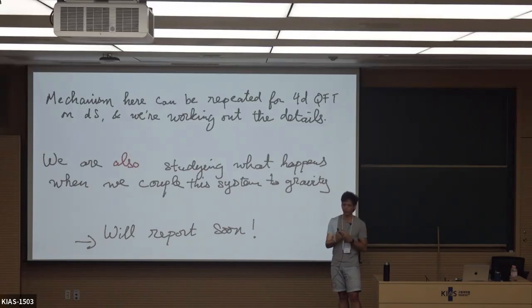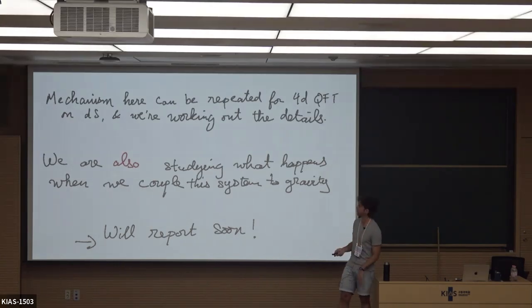If you can find a theory that has that, then with high likelihood you have spontaneous symmetry breaking for this theory. Any such theory would exhibit spontaneous symmetry breaking. In fact, we're now trying to repeat this for 4-dimensional QFT on de Sitter, which would exhibit the same type of phenomenon.